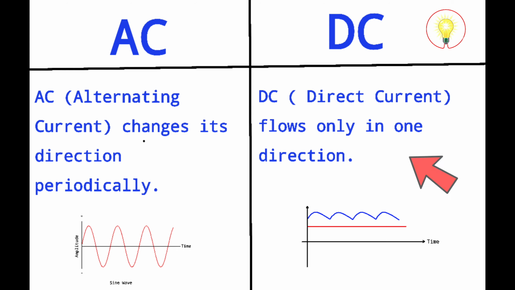Look at the DC column. DC means direct current, D for direct and C for current. DC current flows only in one direction. You can see the wave is only on one side.